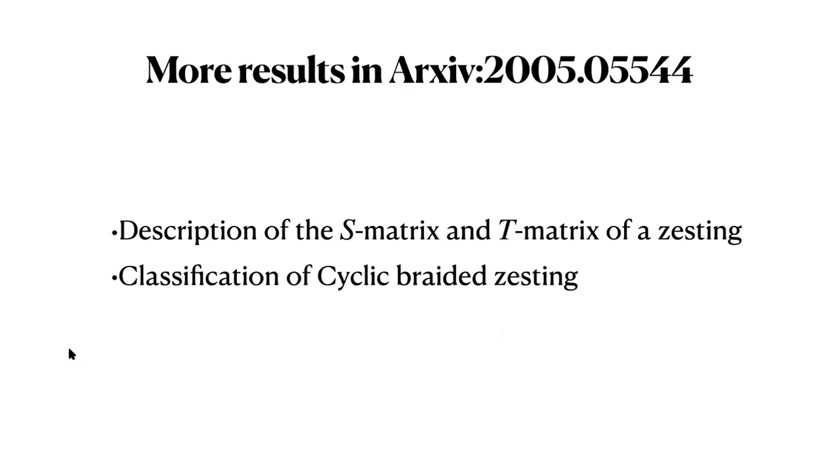There are more results in the paper, but I think I am over time already. So we explicitly give formulas for the new S and T matrices in very general terms. And as I said, we also classified cyclic zesting very concretely, with formulas for everything. And thank you very much for your time.